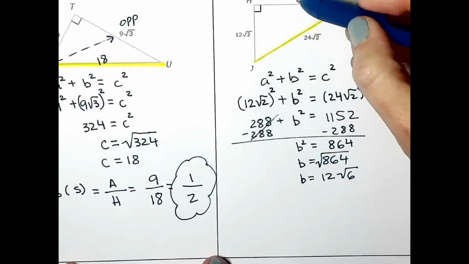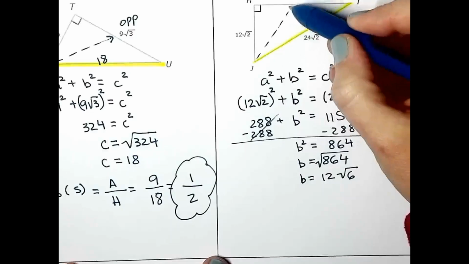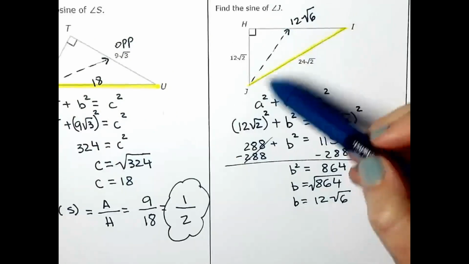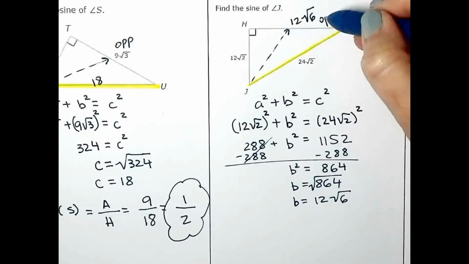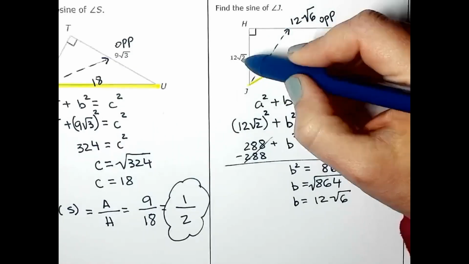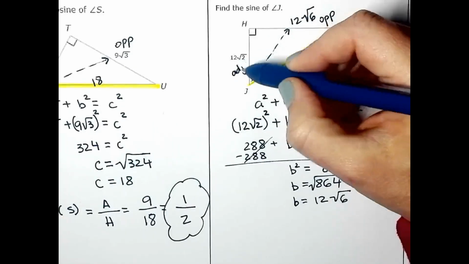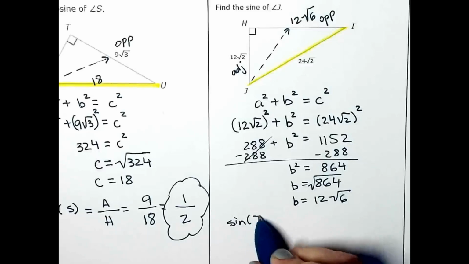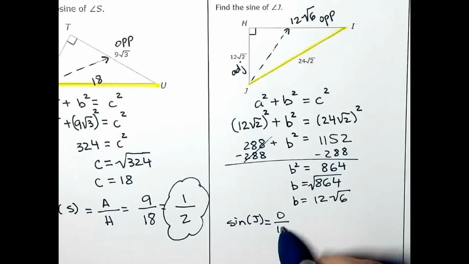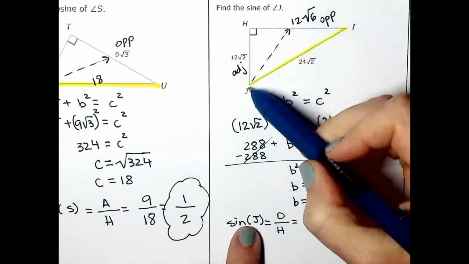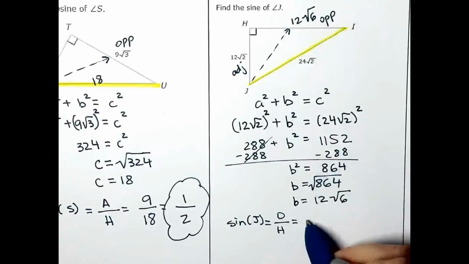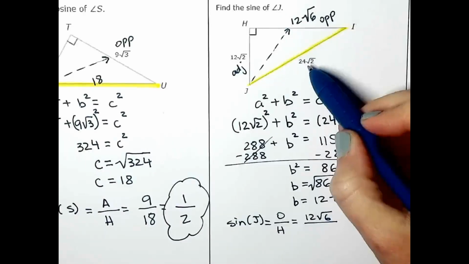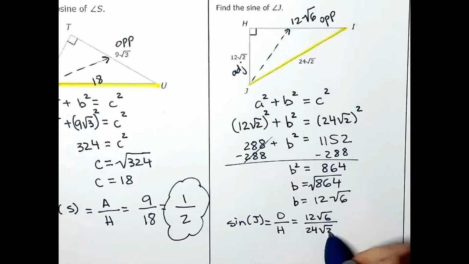Okay, here we go. Now we have this opposite to angle J that I just found. Took me 45 hours. Just kidding. So this is opposite. This is hypotenuse. This is adjacent, right next door to the angle. All right. So sine of angle J. Sine calls for opposite over hypotenuse. So opposite to angle J, I just found, is 12 square root of 6, over hypotenuse. Hypotenuse is right there, highlighted in yellow, 24 square root of 2.